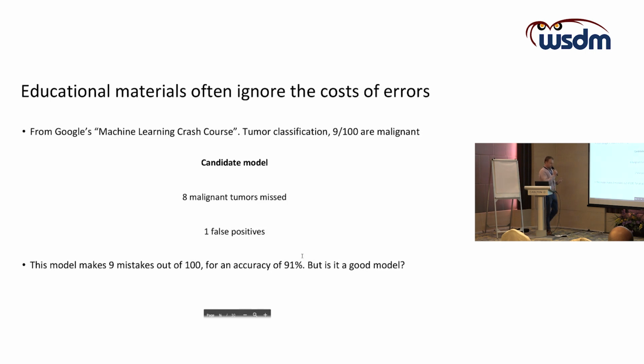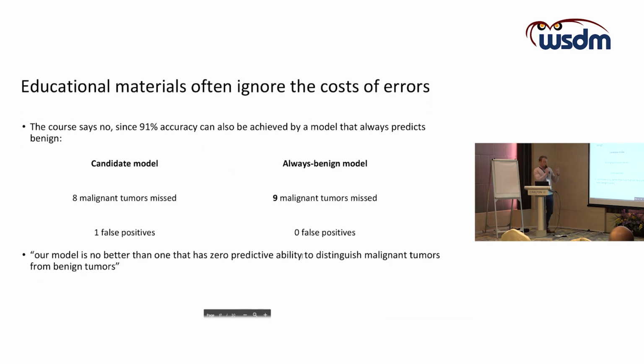And the question that this course poses is, well, we've made 9 mistakes out of 100 decisions. It's an accuracy of 91%. Is this a good model? And in the course, they say, no, this isn't a good model because we can also achieve 91% accuracy with a model that predicts benign for every case. So it says everything is benign, and that also makes 9 errors, right? It misses all 9 malignant tumors, but it doesn't make any false positives. And the materials say, our model is no better than one that has 0 predictive ability to distinguish malignant tumors from benign tumors.